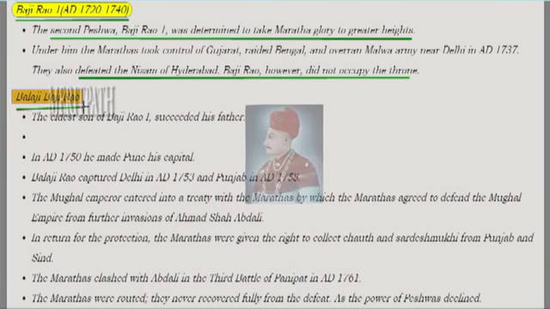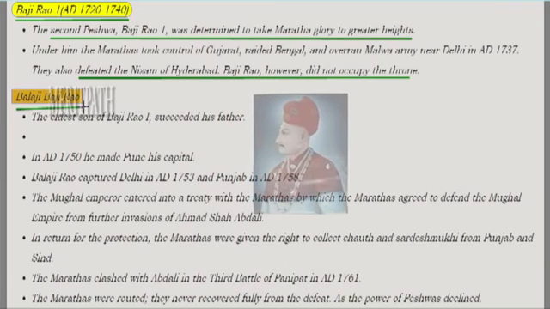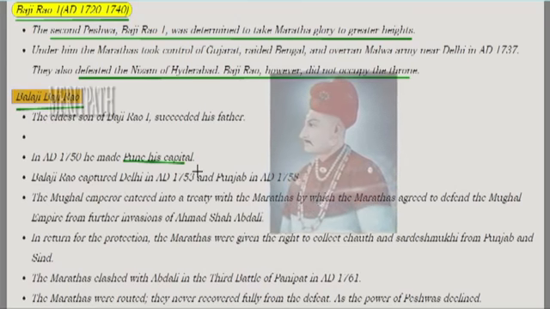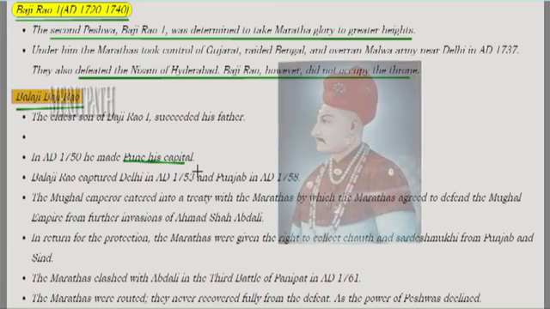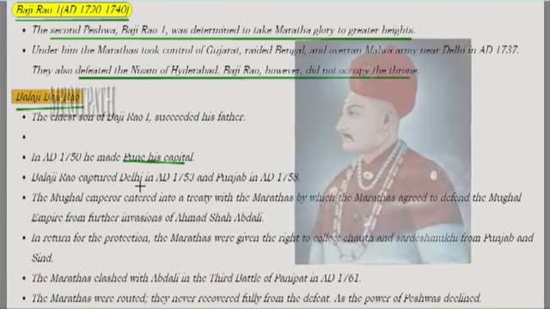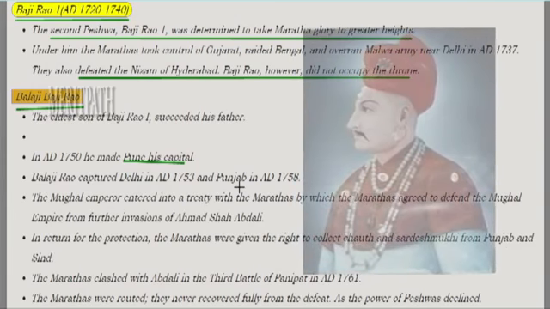Then after Baji Rao came his son known as Balaji Baji Rao. This Balaji Baji Rao succeeded his father. In AD 1750, he made Pune his capital. He also captured Delhi and Punjab.